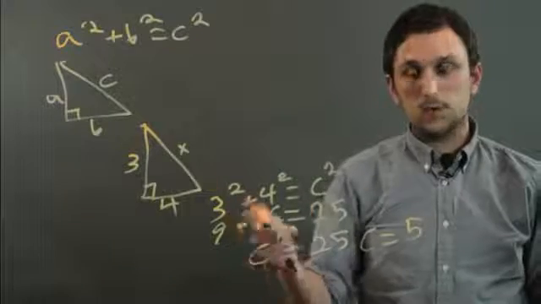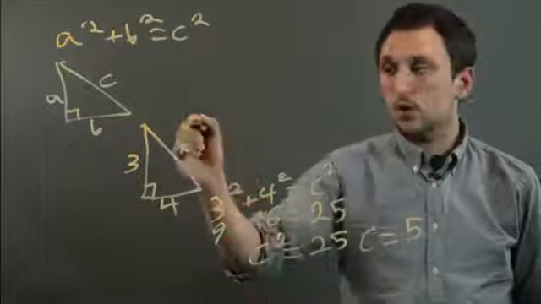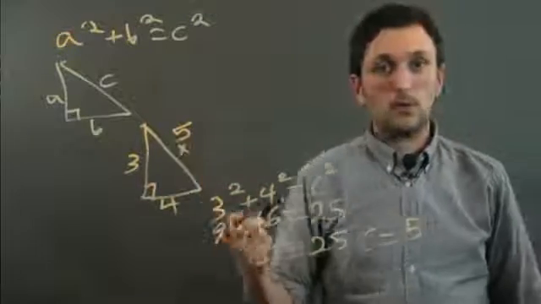Now, we can do this, and this is actually called a special right triangle. So 3, 4, 5, they're all integers. You can also do it with radicals.